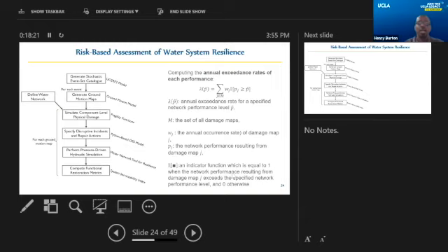Okay, so given that we're considering all of the possible events as well as their annual exceedance rates, one of the things we can compute is the annual exceedance rate for a specified network performance level, right? What's shown here is the basic equation for that, where the W_j is the annual rate of exceedance for the map, and the I is an indicator function for the network performance level exceeding some predefined threshold.